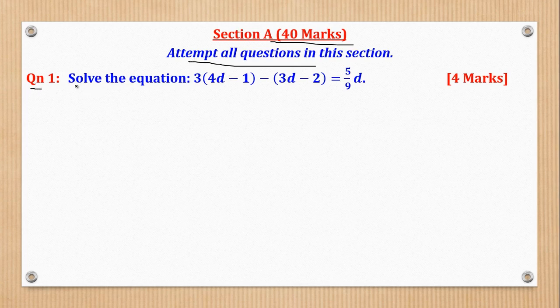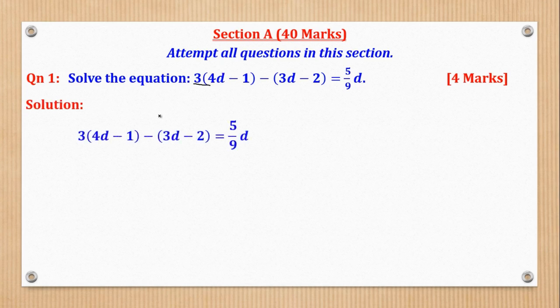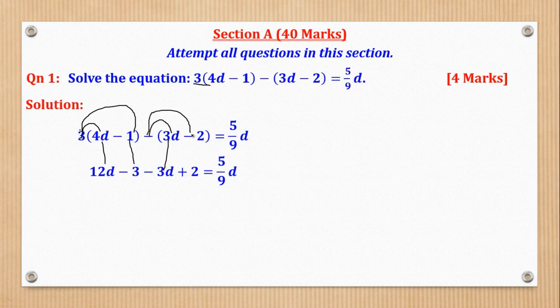Question 1 says, solve the equation. Then they give this equation. You shall realize that there are brackets here, so the first thing to do is to open brackets. When I open brackets, 3 times 4d gives me 12d. 3 times negative 1 gives me minus 3. Then negative 1 times 3d gives you negative 3d. Negative 1 times negative 2 gives you positive 2. So that was the first step.